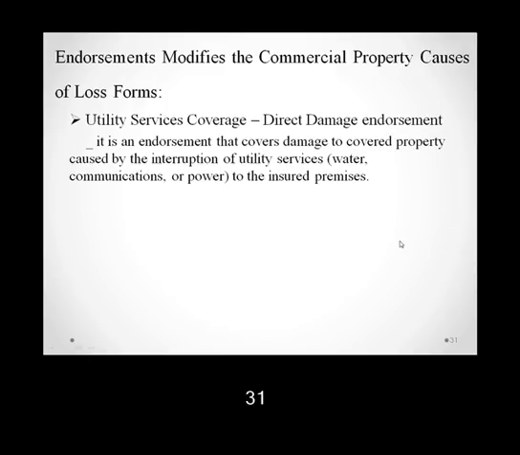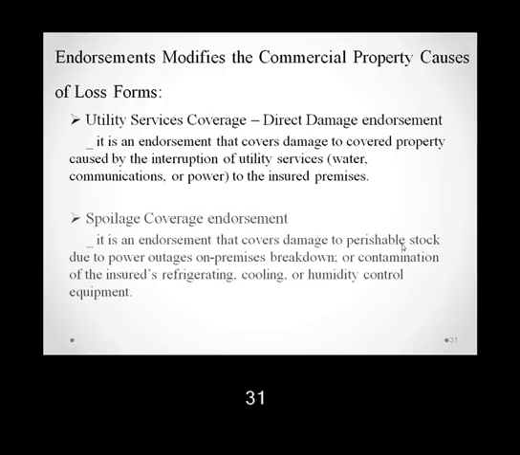So for those situations, the insurance companies provide spoilage coverage endorsement for those causes of loss. So any type of on-premises breakdown or power outage on premises will be covered. So any type of contamination of the insured's refrigerator, cooling or humidity control equipment, any type of this failure would be covered.